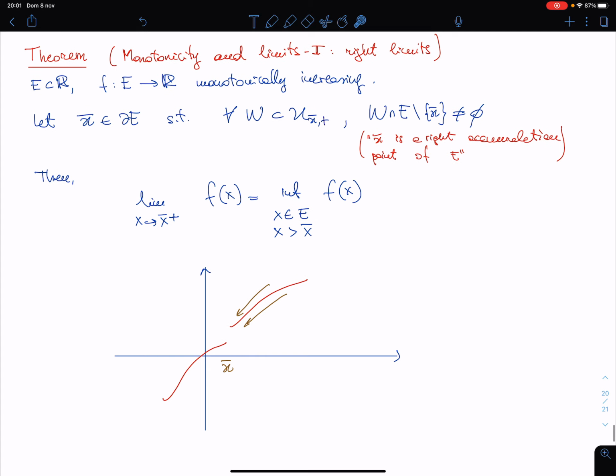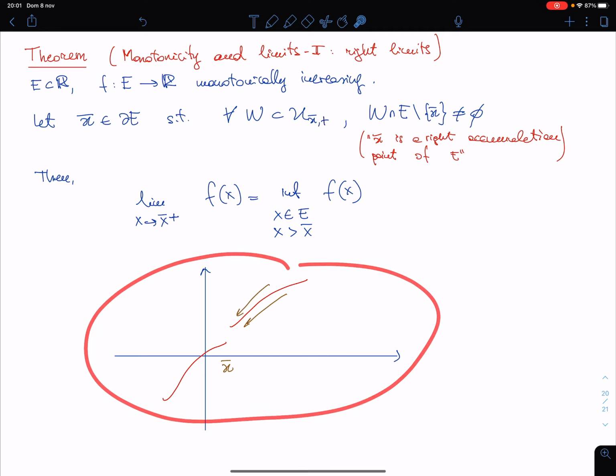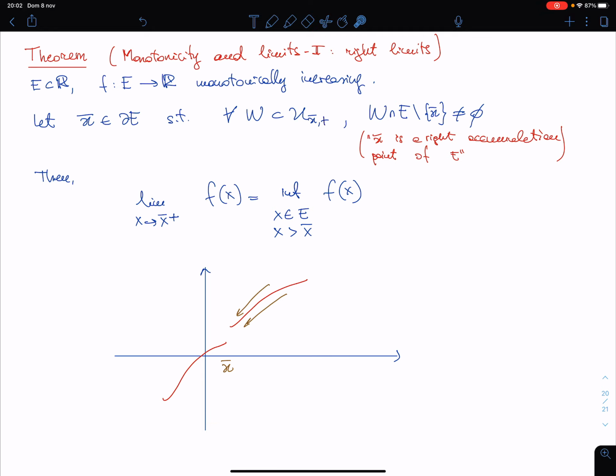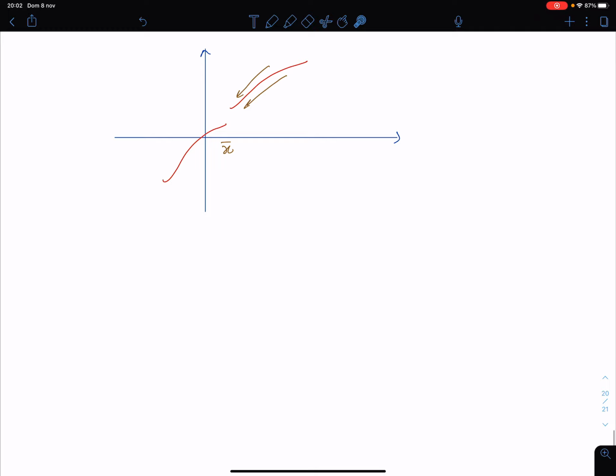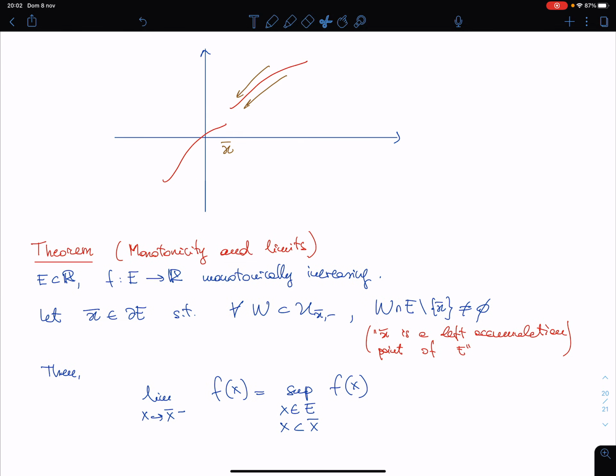So since you have many cases, you can easily get confused here. In order not to get confused, always think of pictures. Okay, pictures really help a lot in these cases. And of course, there are two other theorems exactly in the same spirit, and I want to give you all of them.